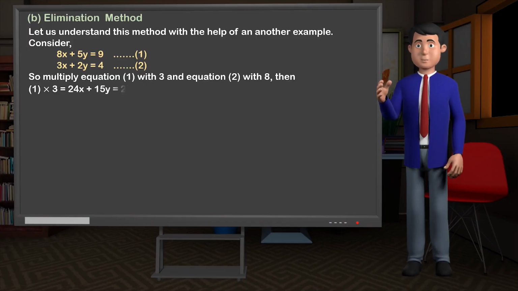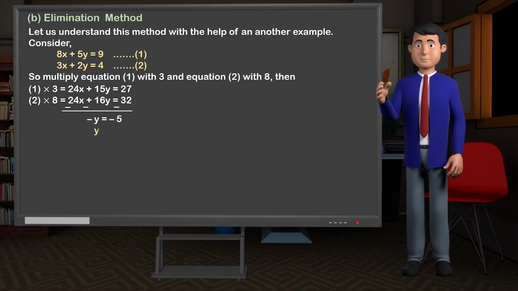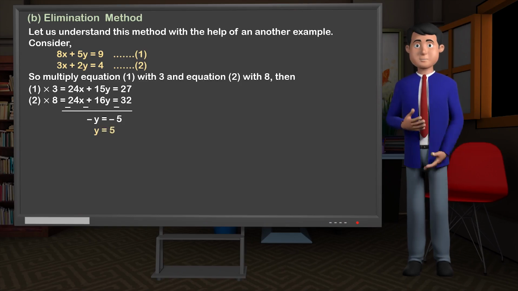plus 15y is equal to 27. Equation 2 into 8 is equal to 24x plus 16y is equal to 32. Now, by subtracting equation 2 from equation 1, we get minus y is equal to minus 5. That is, y is equal to 5.